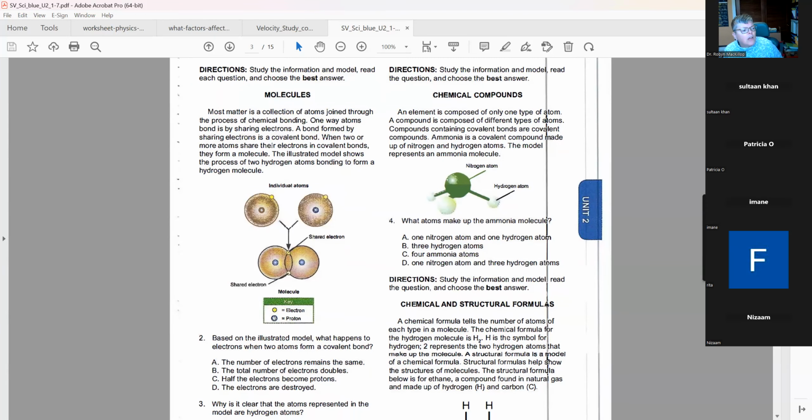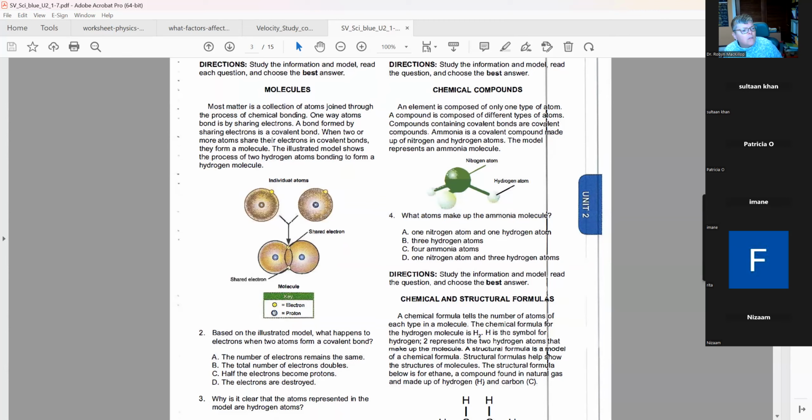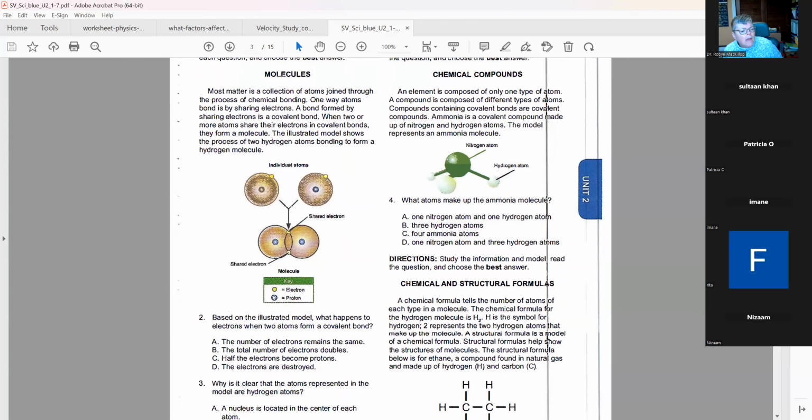All right, let's take a look at molecules. I'm going to rescan this. I sent this one to you all, and I didn't realize it had a big old stripe down the page. So I'm going to rescan them and make them cleaner, and I'll send it to you again. All right, again, we've got a paragraph. We're going to wait to see if we need to read that paragraph. Based on the illustrated model, we don't have to read for this one.